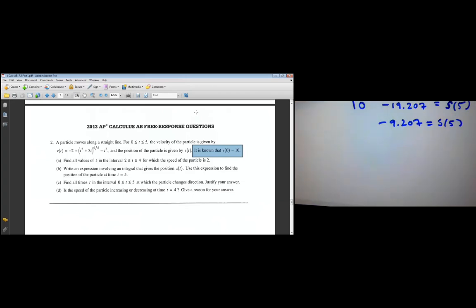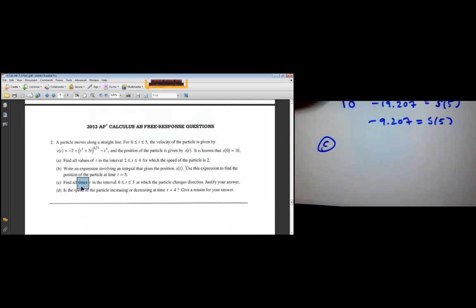All right, on to C. We want to find all the times where the particle changes directions on 0 to 5. So you should know what's going on there. That's going to be graph the velocity and check where it changes signs. Note that this was plural. It said find all the times where it changes directions. That usually means more than one. They don't usually have typos. So if it's plural, they're looking for more than one.